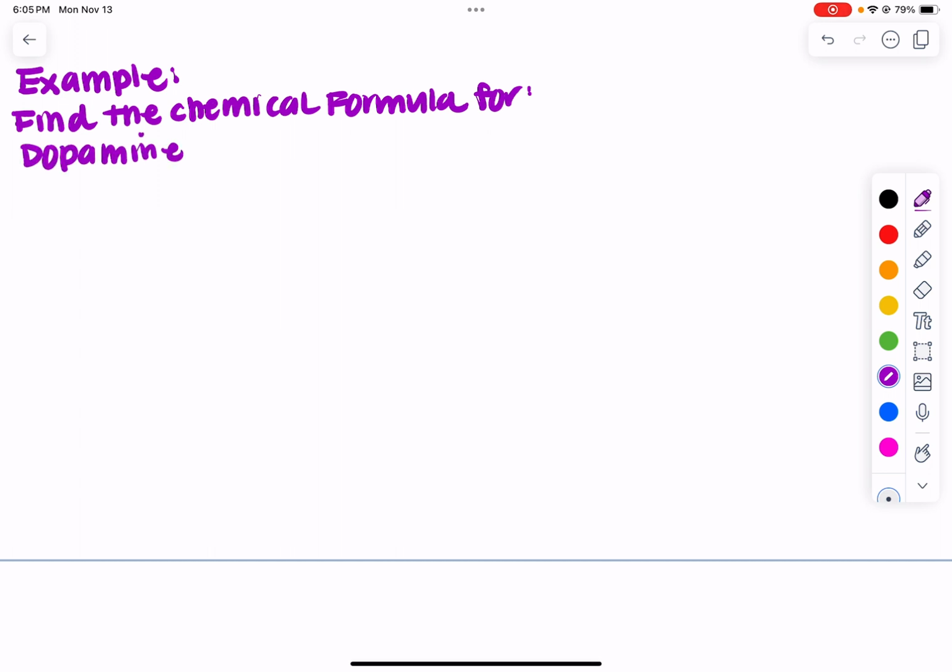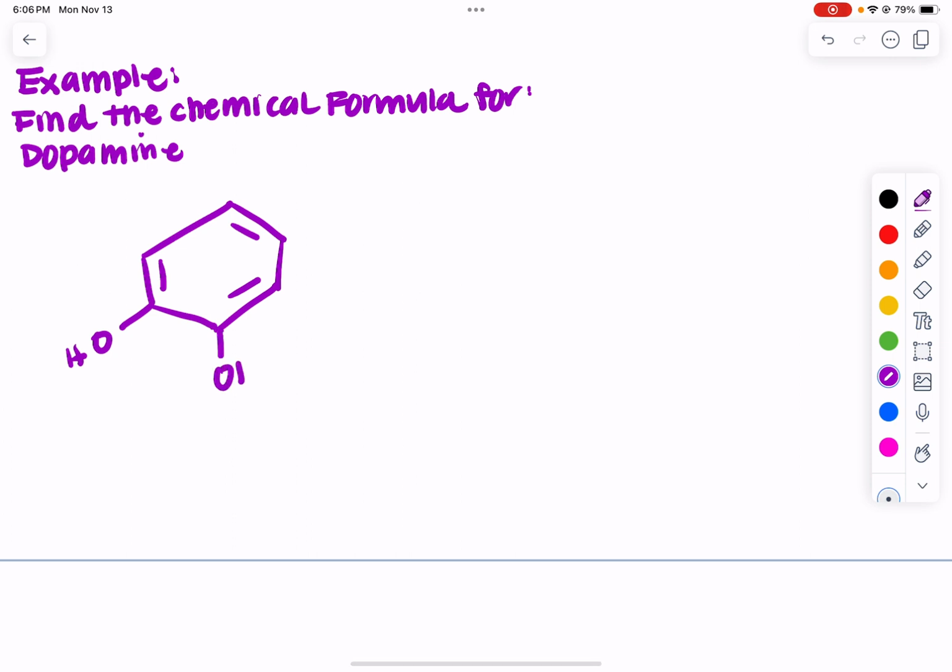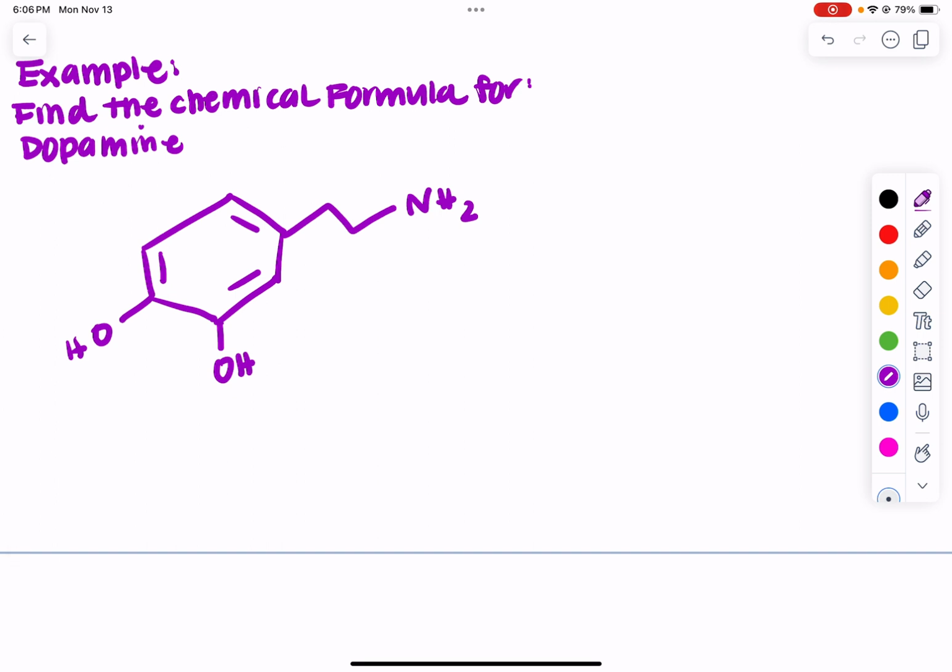And I give you this crazy structure of dopamine. Can you count all the carbons in this structure? Well, we have 1, 2, 3, 4, 5, 6, 7, 8 carbons. So we have C8.